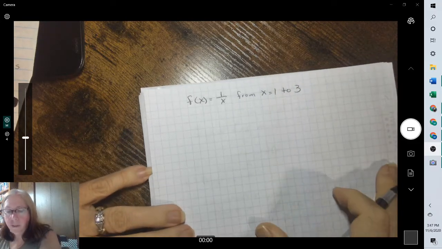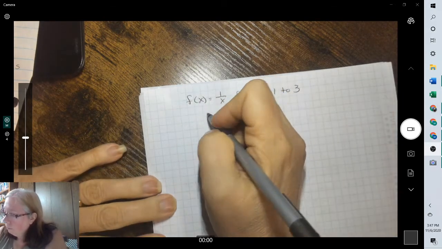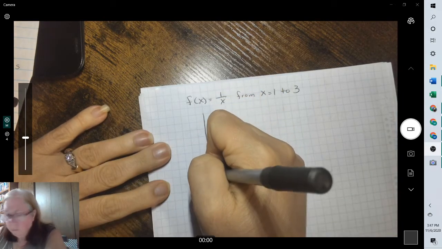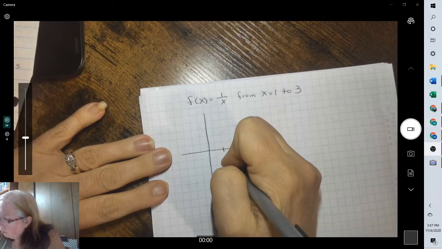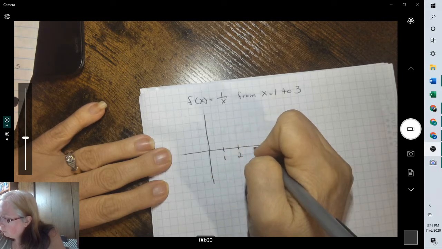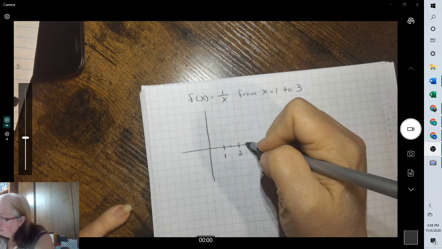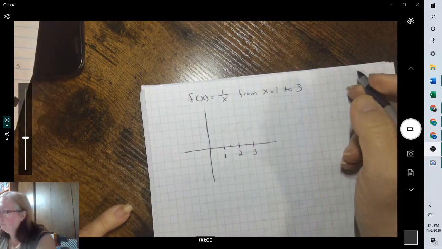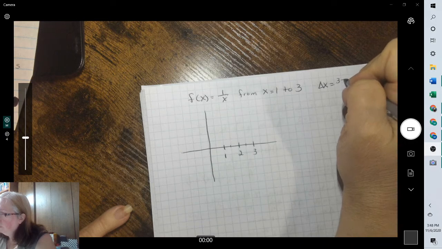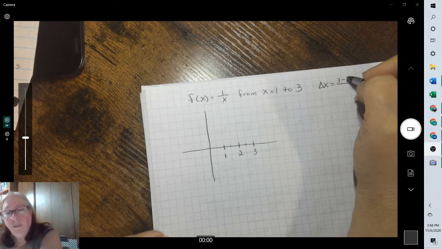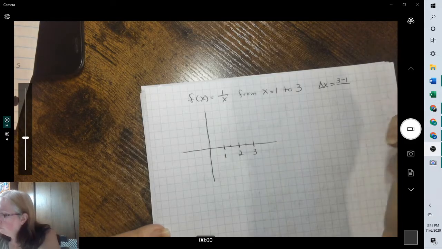Okay, so I want to go from x equals 1 to 3. First thing I want to do is graph it. Now I left the space in here because I already know what my change in x is. Because it's 3 minus 1 over however many rectangles we're going to do. And we are going to do 4 rectangles.